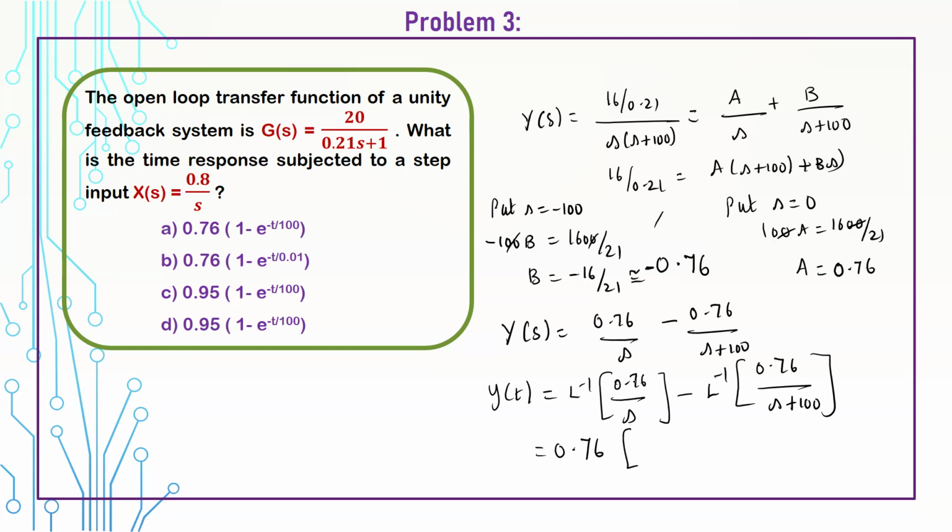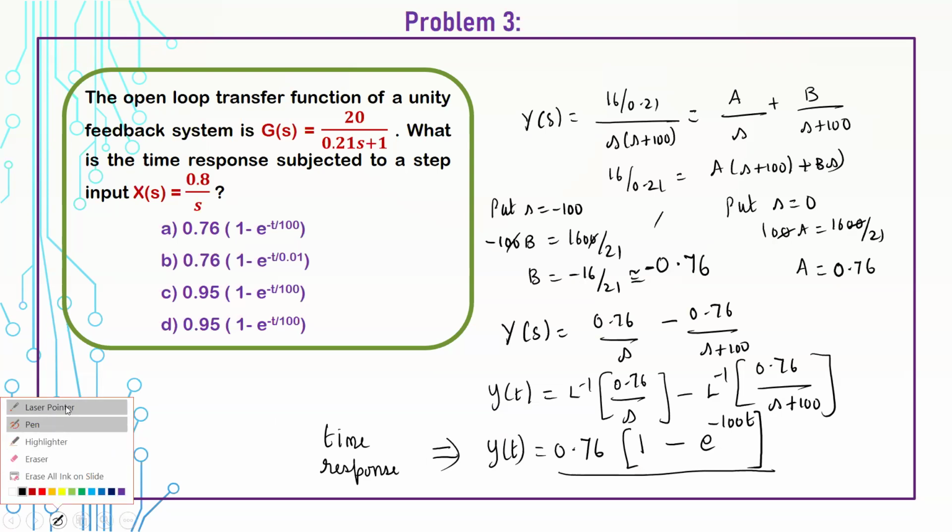Inverse Laplace transform of 1 by s is nothing but 1, minus 1 by s plus 100. Inverse Laplace transform of 1 by s plus 100 is e power minus 100t. So let me check out the answer. This is the time response subjected to the input X(s). Okay. So 0.76 times 1 minus e power minus 100t. Let me check in the options. In option A, we are having 0.76 times 1 minus e power minus t by 100. Here we are having minus 100 into t, so it is different. So option A is wrong.